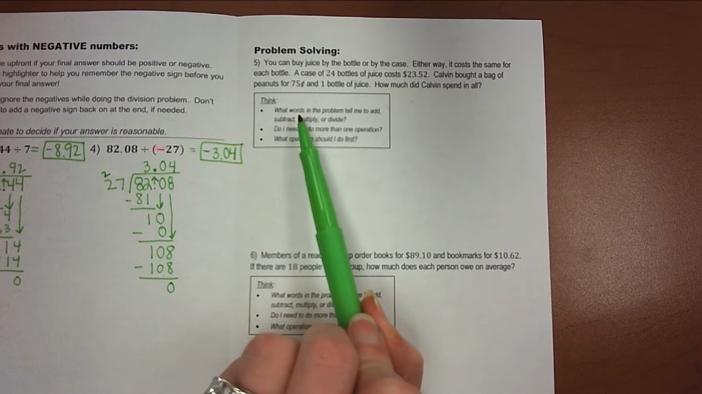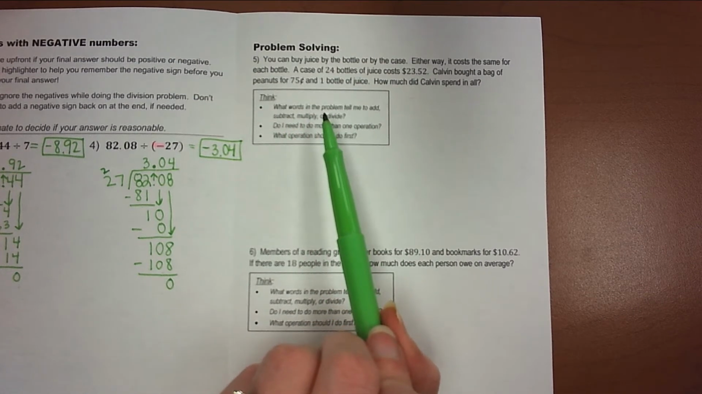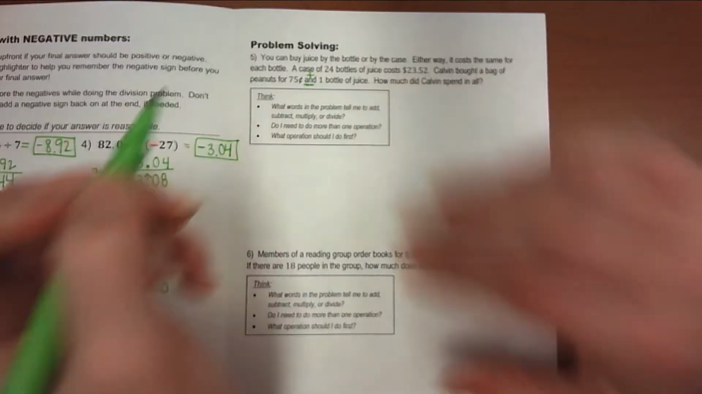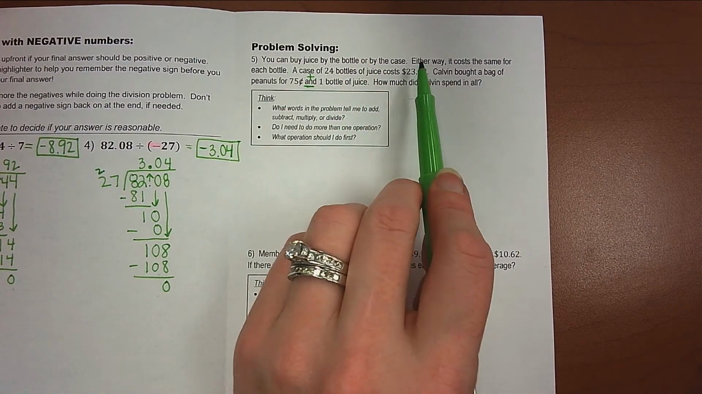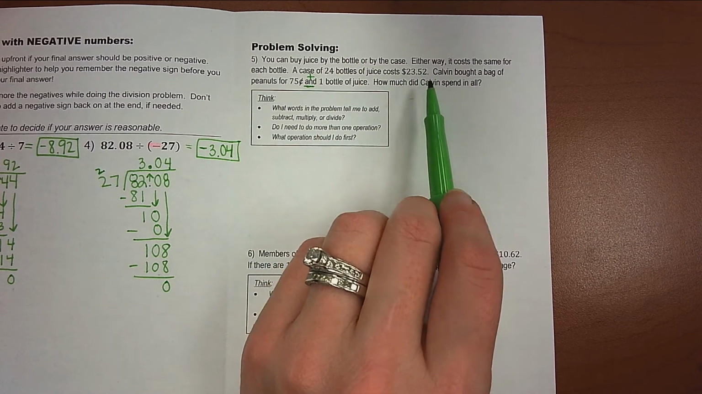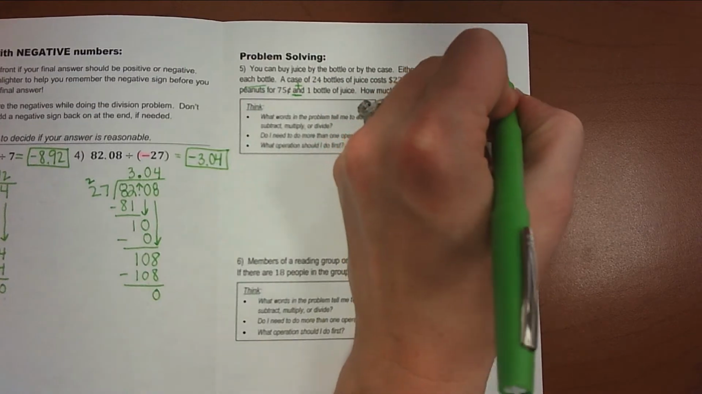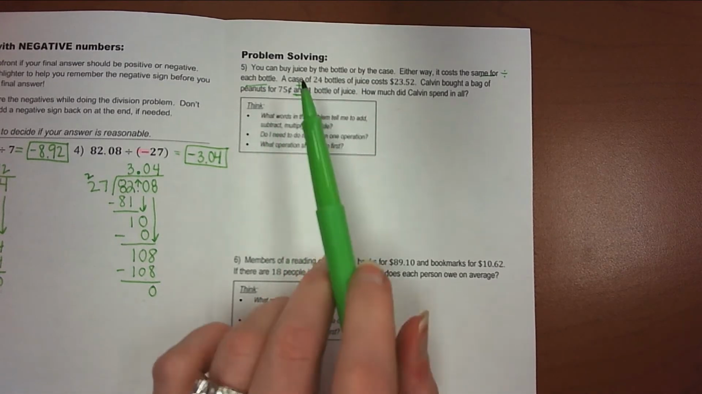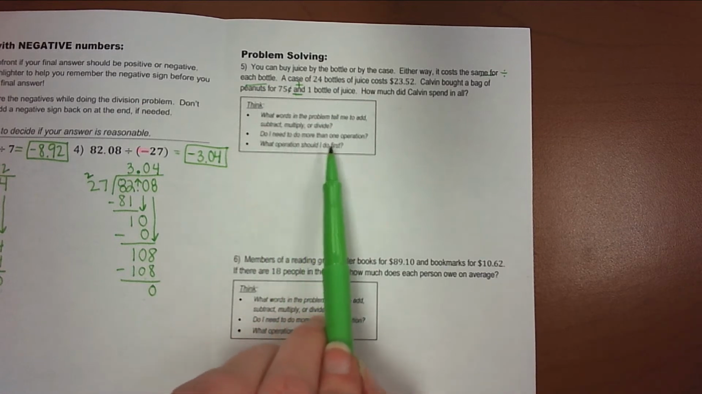Think. What words in the problem tell me to add, subtract, multiply, or divide? Well, he bought this and this, so typically that means that we're going to add. And if this is a case that costs this much, and it costs the same for each bottle, the same for each bottle tells me that I can divide to get my unit rate, or to get how much one costs. So I've got adding and dividing. So do I need more than one operation? Yeah, I do. And what operation should I do first?